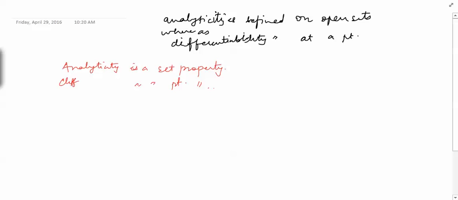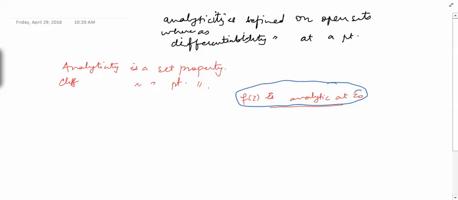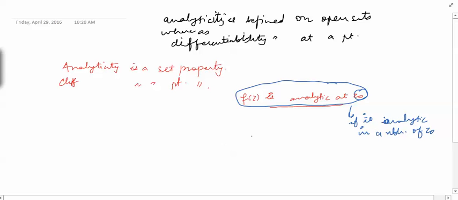But you must have heard many times that we say that f of z is analytic at z naught. What does that mean? Right now we have defined analyticity for an open set, not at a point. So we say that a function is analytic at a point z naught if it is analytic in a neighborhood of z naught. Neighborhood means an open set around z naught.